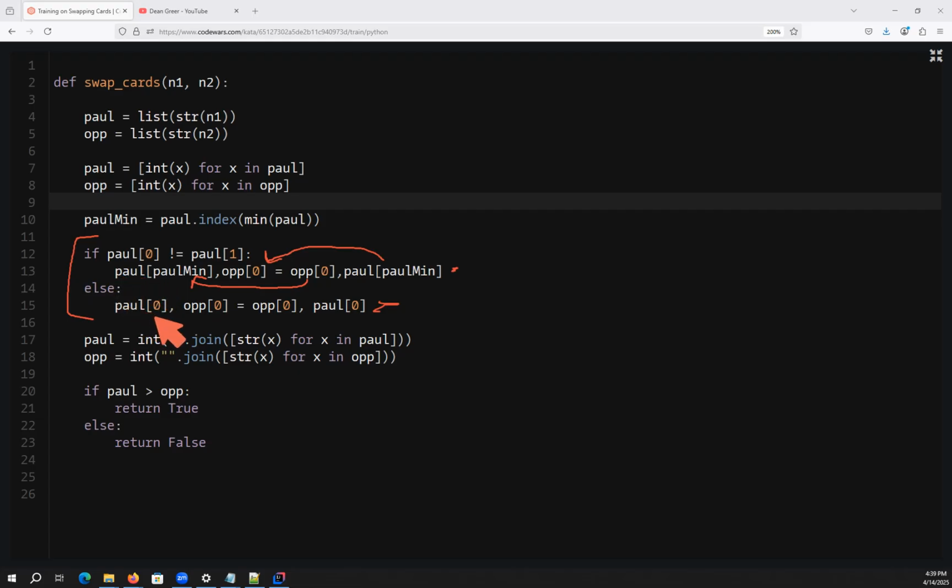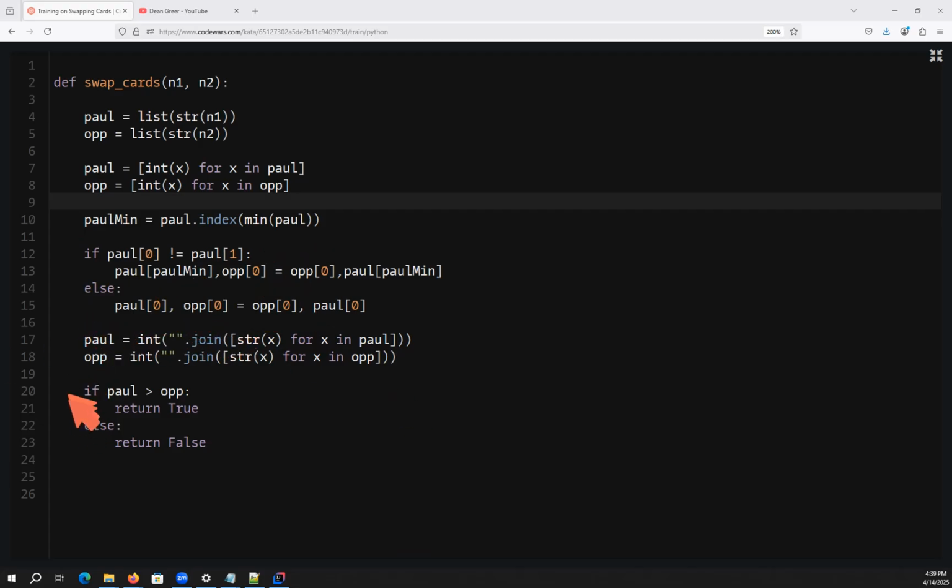And then in the else, the else condition is if Paul's two digits are the same. If Paul's two digits are the same, you're going to swap Paul's tens with the opponent's tens. Like I said before, index 0 is the tens place. So we take Paul's, swap it with the opponent's, and the opponent's swaps with Paul's. You get all that? Good, good. All right.